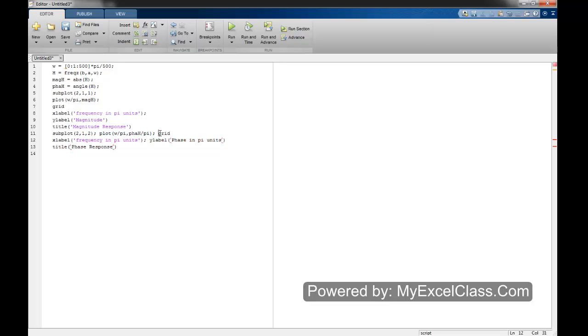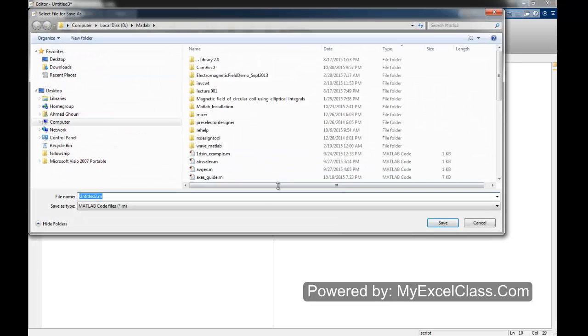I'm just editing this so that you can understand in one line what is happening over here. The y has been labeled phase in pi units, and the title will be phase response. Okay, everything is the same. So I'm saving it as LTI systems.